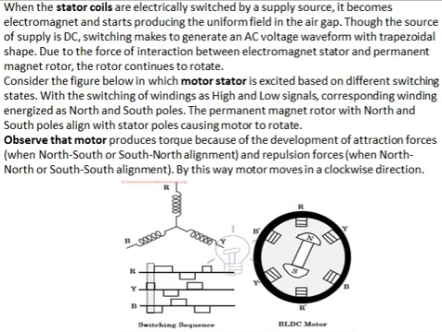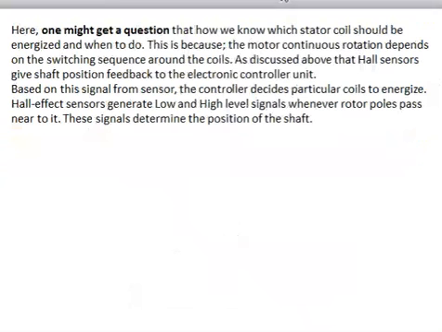Consider the figure below in which the motor stator is excited based on different switching states. With the switching of windings as high and low signals, the corresponding winding is energized as north and south poles. The permanent magnet rotor with north and south poles aligns with stator poles, causing the motor to rotate. Observe that the motor produces torque because of the development of attraction forces when north-south or south-north alignment, and repulsion forces when north-north or south-south alignment. In this way the motor moves in a clockwise direction.